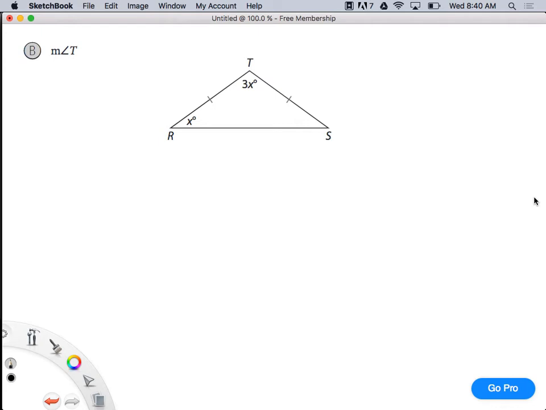But this is a special triangle. It's an isosceles triangle. So I know something else about its angles, right? What do I know about the base angles? They are the same. They're congruent. So if this angle is x, angle R is x, then what is angle S? X. So I know that these two angles are congruent, so those are both x degrees. So now, what should I do? If I want to solve for the measure of angle T, I have to solve for x first.